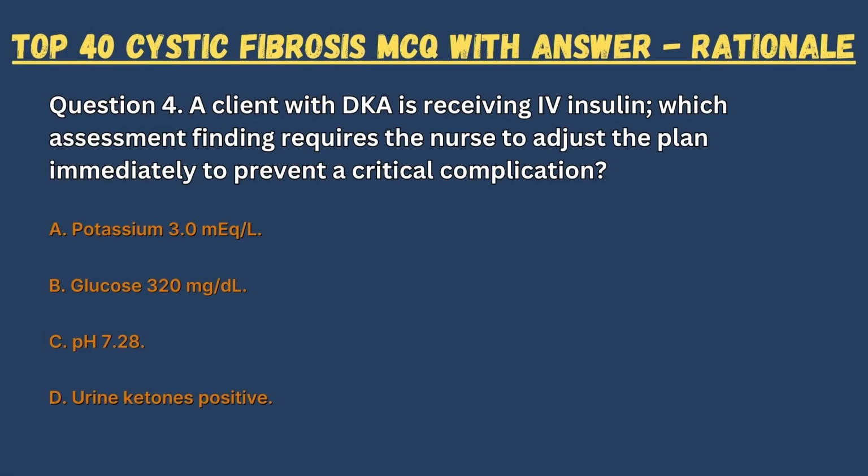Question 4. A client with DKA is receiving IV insulin. Which assessment finding requires the nurse to adjust the plan immediately to prevent a critical complication? A. Potassium 3.0 milliequivalents per liter. B. Glucose 320 milligrams per deciliter. C. pH 7.28. D. Urine ketones positive.